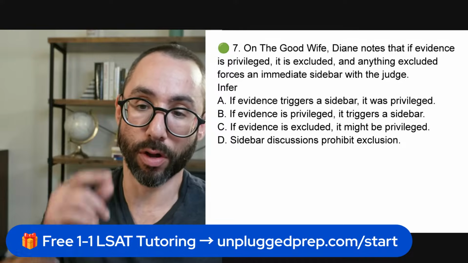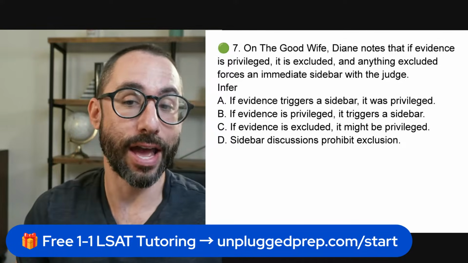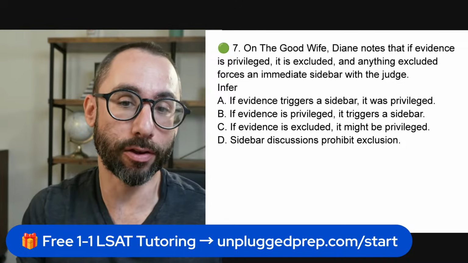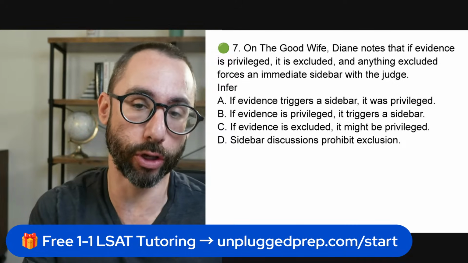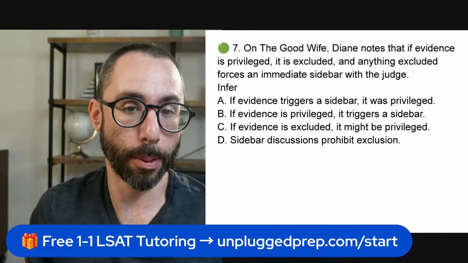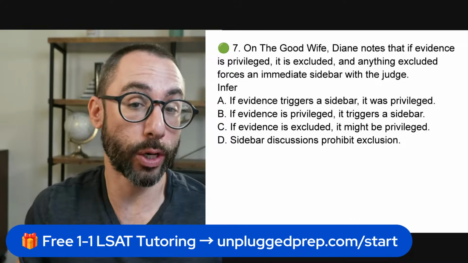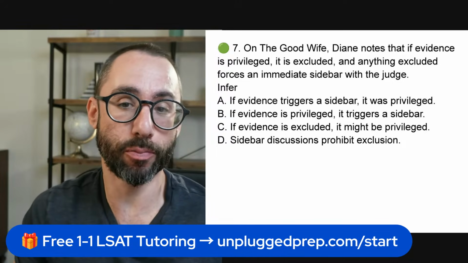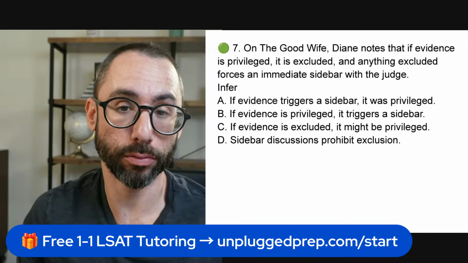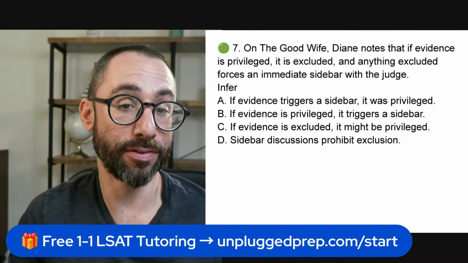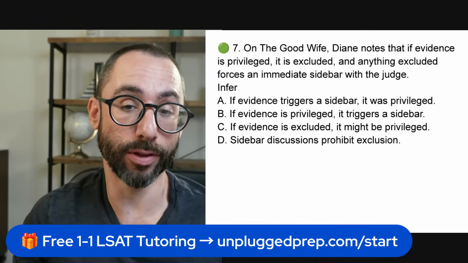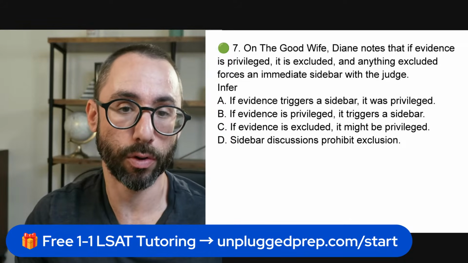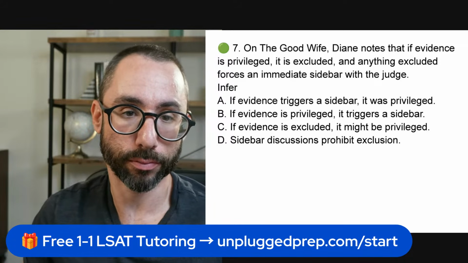Next, number 7. On The Good Wife, Diane notes that if evidence is privileged, it is excluded, and anything excluded forces an immediate sidebar with the judge. What can we infer? A, if evidence triggers a sidebar, it was privileged. B, if evidence is privileged, it triggers a sidebar. C, if evidence is excluded, it might be privileged. Or D, sidebar discussions prohibit exclusion. What can we infer?